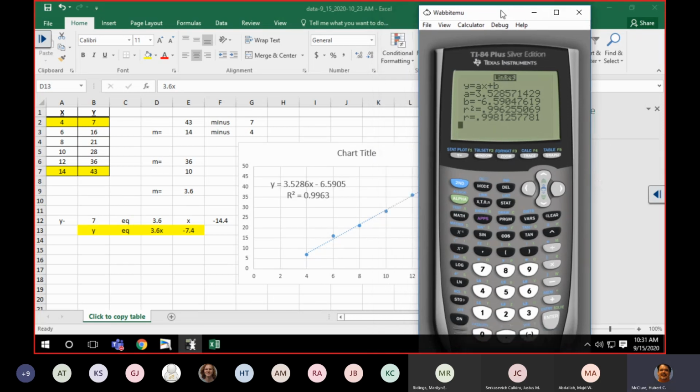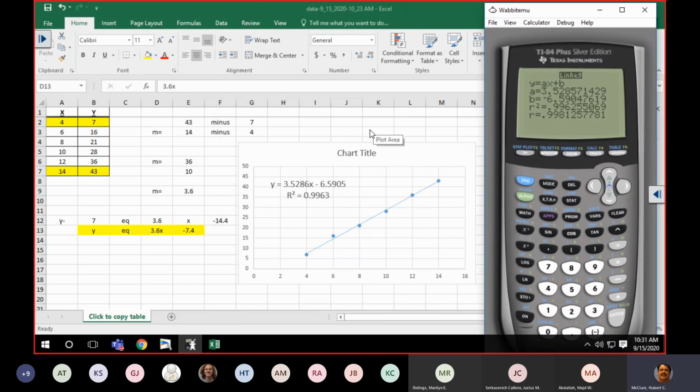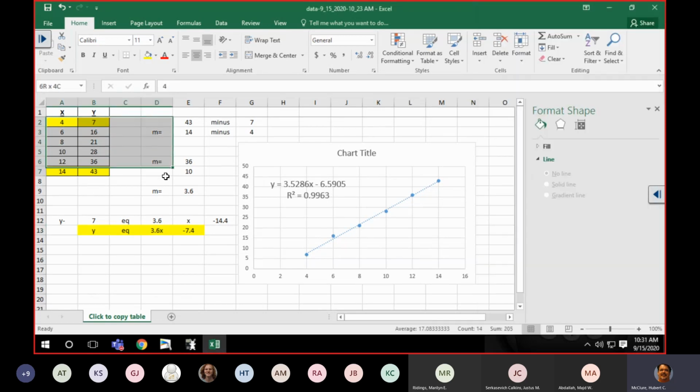Now that's the two ways I'm going to ask you to do those problems. I'm not going to ask you to do them by hand. The only way that you would do them by hand is what I just showed you right there, and that's using the slope and the point-slope equation.